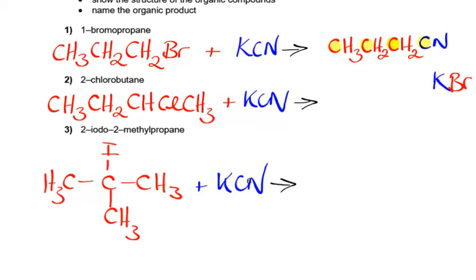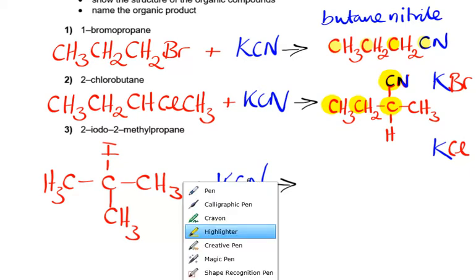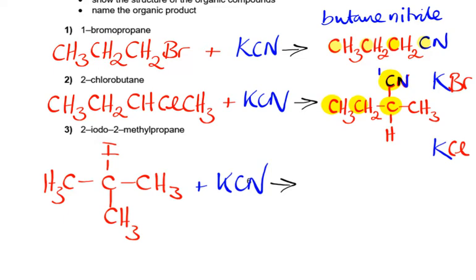So there are the products for the first one. See if you can name the organic product. So 4 carbons including the nitrile, so that's butane nitrile. For the next one, there's the organic product. So let's have a look at the longest carbon chain including the nitrile. So there's 4 including the nitrile. So we'll call that carbon number 1, which makes that carbon number 2. So this one is 2-methyl butane nitrile.